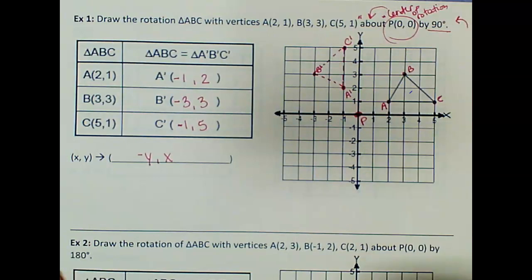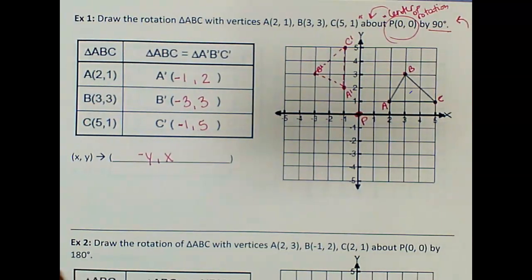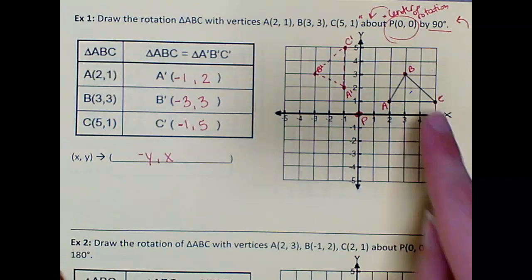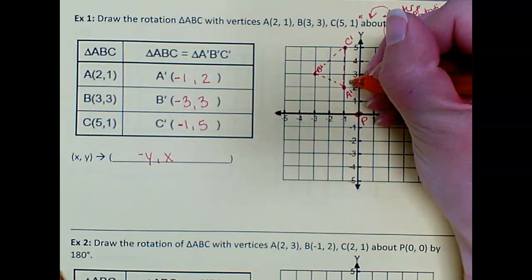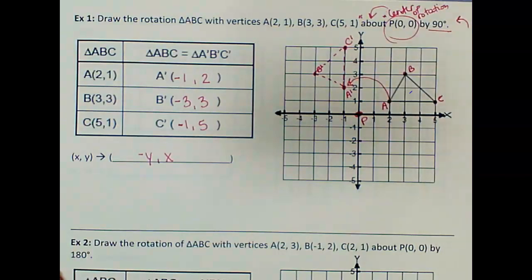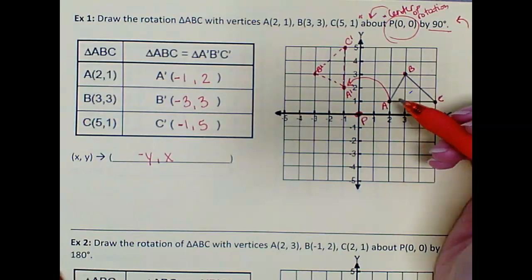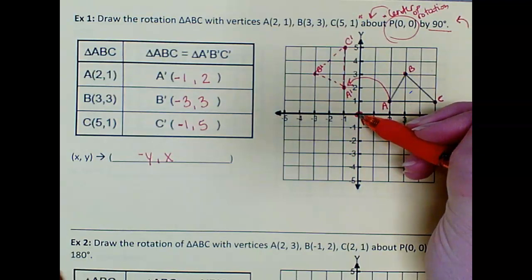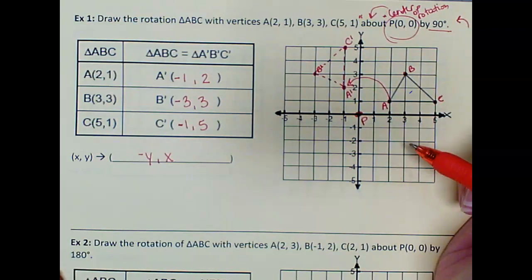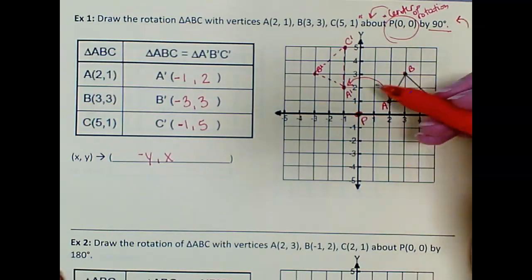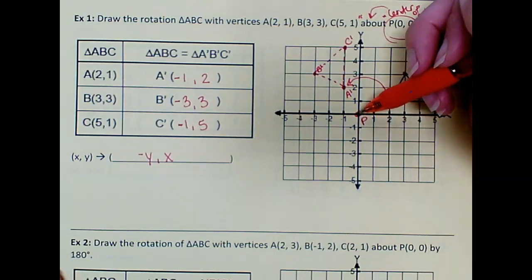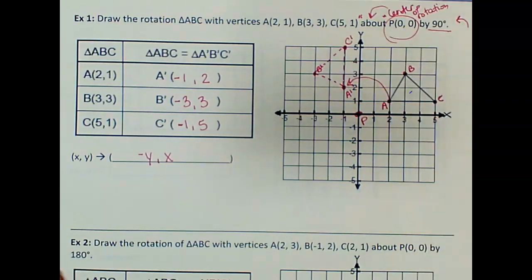So this shows me my rotated figure, my pre-image to my image, and it's because we rotate 90 degrees. You'll also notice that if you were to look at the distance between the center of rotation and the pre-image and image points, it would be the same distance. So this distance is the same as this distance, and the distance from P to B is the same as the distance from P to B prime, and same thing with C and C prime.